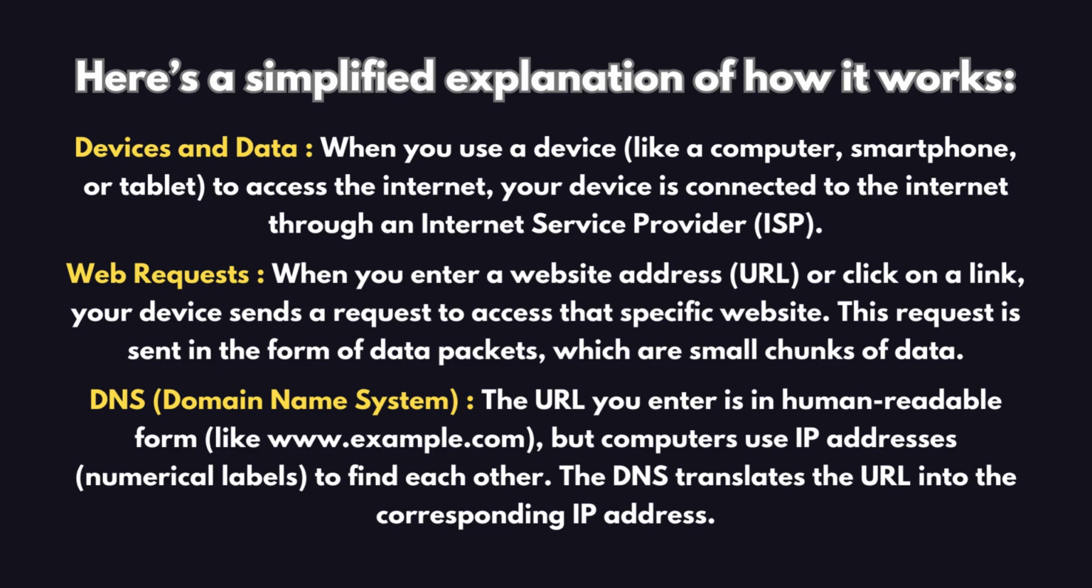First, when you use a device like a computer, smartphone, or tablet, it's connected to the internet through an internet service provider, or ISP. When you want to visit a website, you enter a URL or click on a link. This action sends a request from your device in the form of data packets, small chunks of data that travel across the internet. But before your request reaches its destination, it goes through a process called DNS, or Domain Name System. DNS converts the human-readable URL into an IP address, which computers use to find each other.